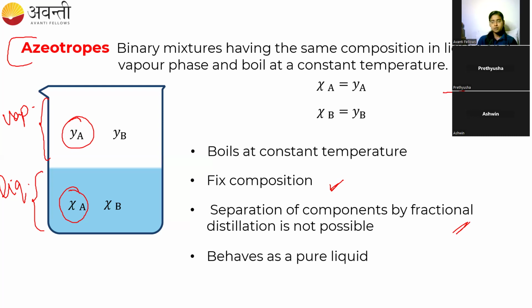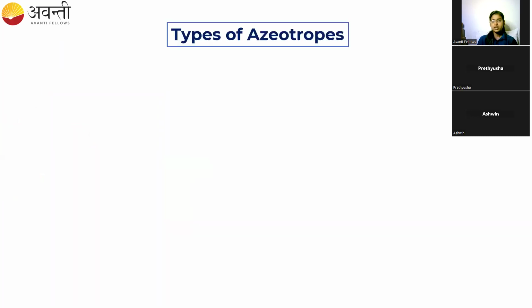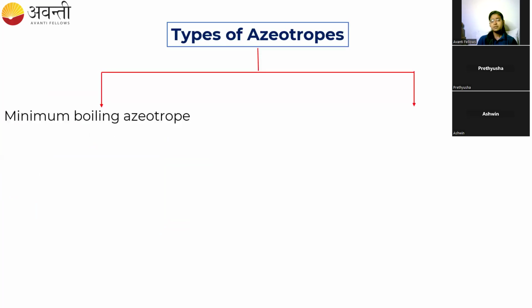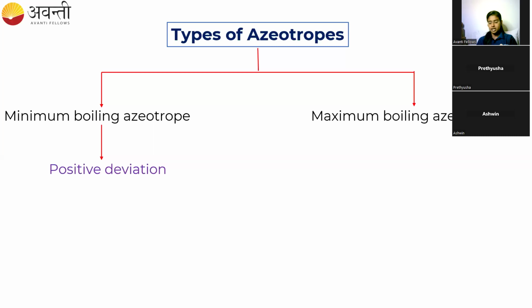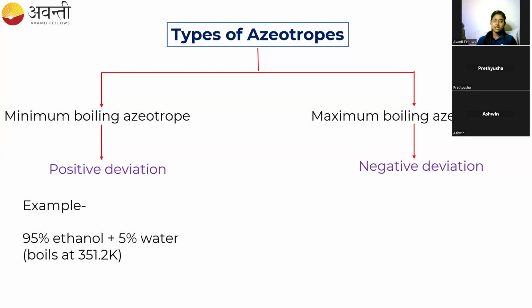Okay. And now coming to the types of azeotropes, we do have two types. One is called minimum boiling azeotrope and the other one is called maximum boiling azeotrope. The solutions which come under positive deviation systems are called minimum boiling azeotropes, and the negative deviation solutions are the ones showing maximum boiling azeotropes. Okay, so the example is 95% ethanol and 5% water in case of minimum boiling. Very important example. Okay, and the boiling point of this system is 351.2 Kelvin.